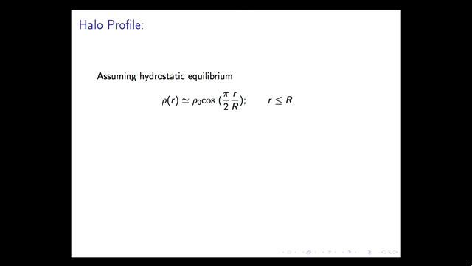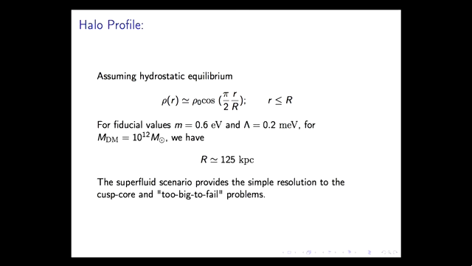So hence we don't have the cusp problem here. And for fiducial values, m is 0.6 electron volts and lambda is 0.2 milli electron volts. Actually, that works the best for phenomenology, and also to get the right sizes. So for a Milky Way-like galaxy, we get the radius of the superfluid core to be around 125 kiloparsecs. So within this distance, with a good approximation, you just have a superfluid with that profile.